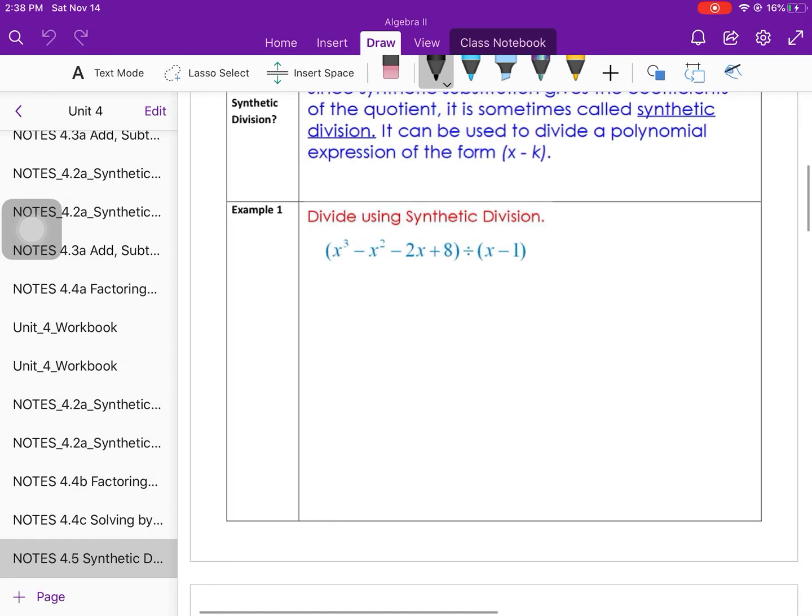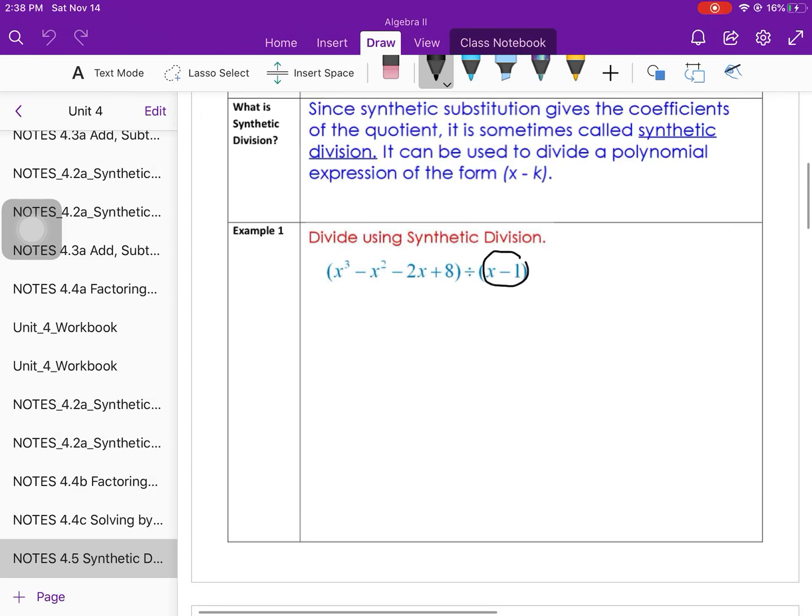So for example 1, what we're going to do is look at your binomial first. It's always going to be x minus a number. In this case, it's x minus 1. So we want to think about, well, what's the solution to x minus 1? If we were to set it equal to 0, we would add 1 to both sides, and we'd get x equals 1. This is just the opposite of whatever your sign is. So we know that if we have a negative 1, then we're going to use 1 in our box.